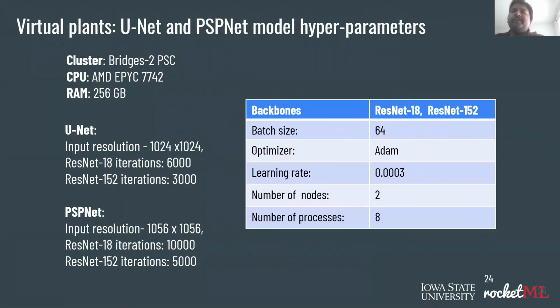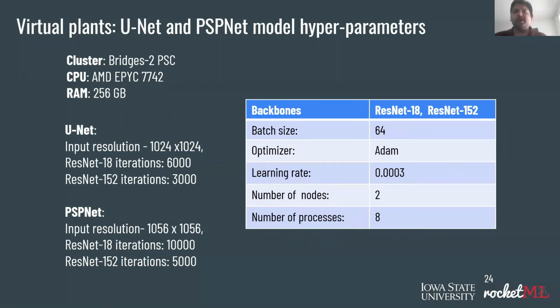For the training data created using 3D virtual plant, we again used the UNet and PSPNet models for semantic segmentation. Here we show the UNet and PSPNet model hyperparameters that were used for the segmentation. The input resolution was same as before, 1024 by 1024 for UNet model and 1056 by 1056 for the PSPNet model. The UNet and PSPNet models were trained with two different backbones as earlier, with ResNet 18 and ResNet 152 networks. The two models with ResNet 18 backbone were trained on 2 nodes and 8 processors.